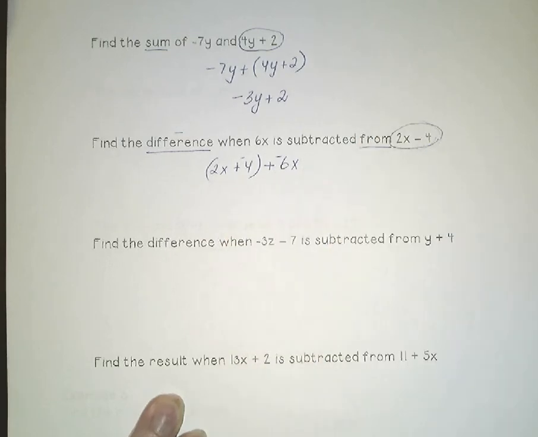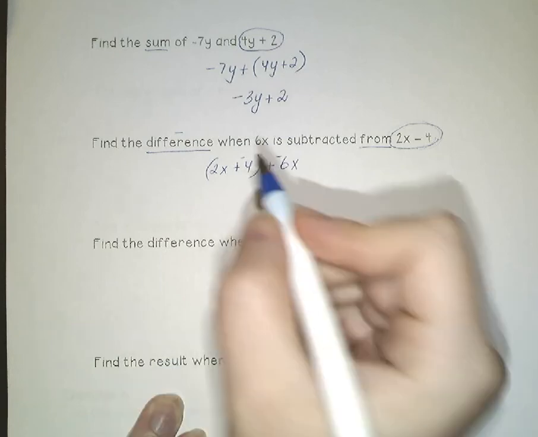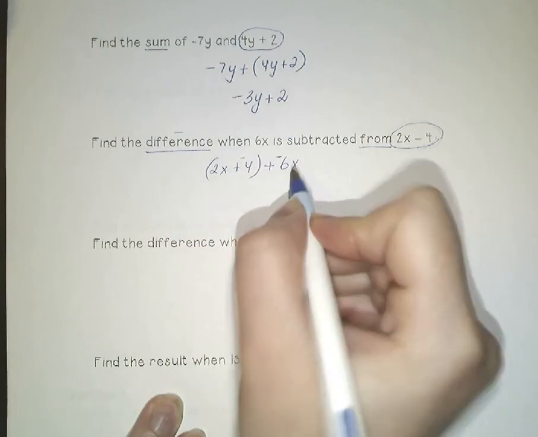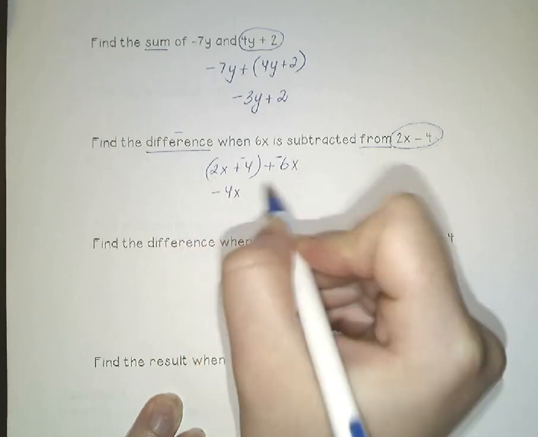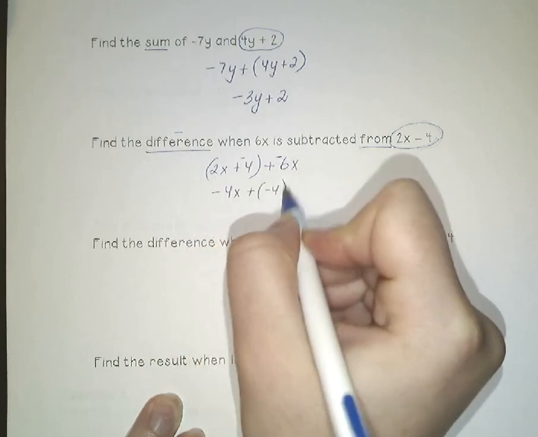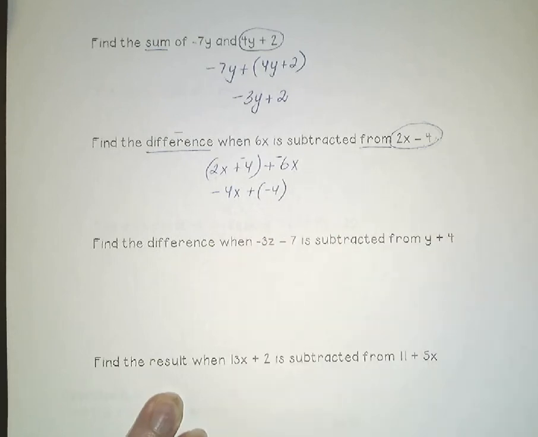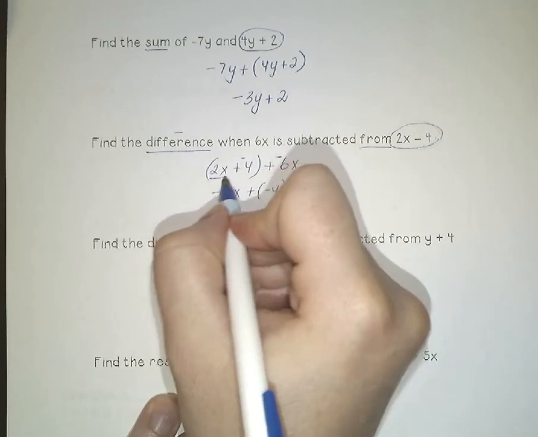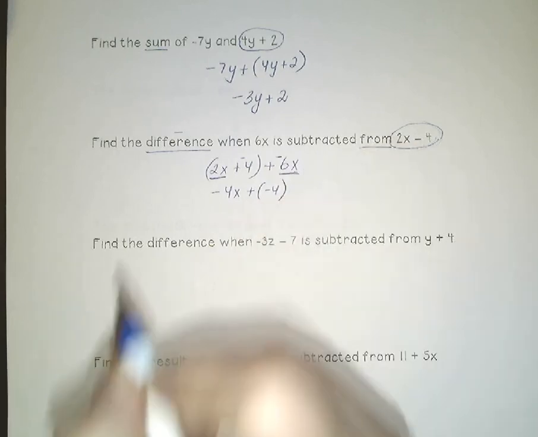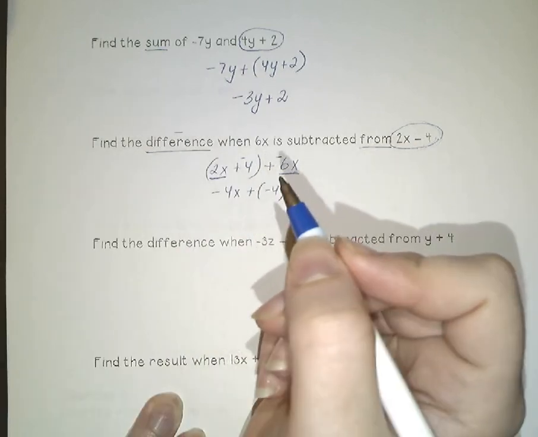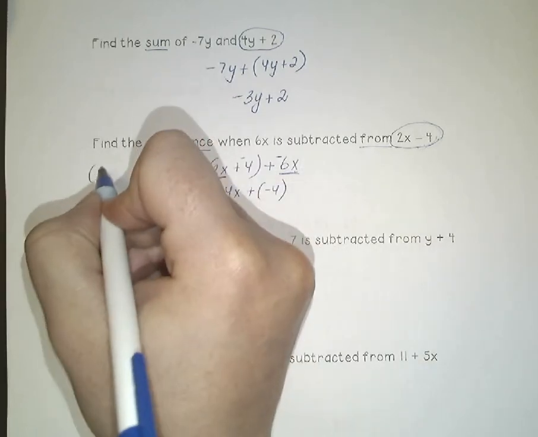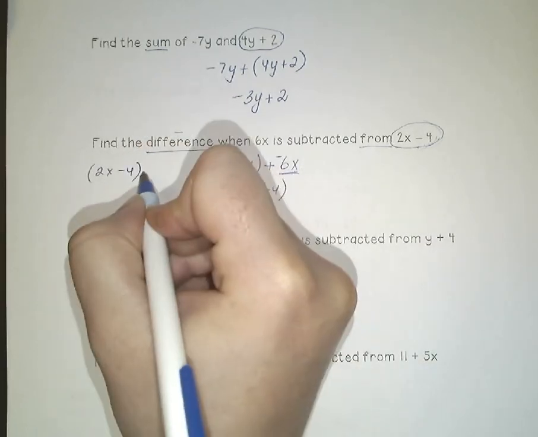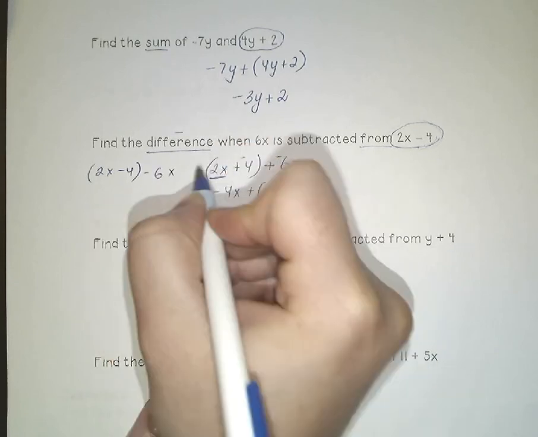And now you have all addition problems that, again, parentheses don't matter. You have two like terms that can be added together. 2x and negative 6x. You will get negative 4x and negative 4. Okay, I will even underline this. Okay, and I will write the original problem here just for you to see how it all changed. 2x minus 4, and we're taking away 6x.